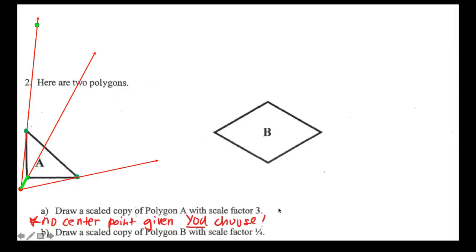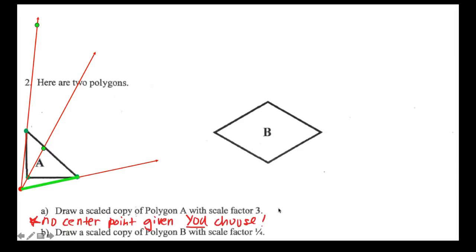And I'm going to do it again for the next point. This is my measurement from my center to the first vertice, or the next vertice on A. Now you would be using an index card or a piece of paper to measure. So I'll take that measurement and I'm going to measure 3 times because my scale factor is 3. Once, twice, 3 times. That gives me the next vertice for my scaled triangle.